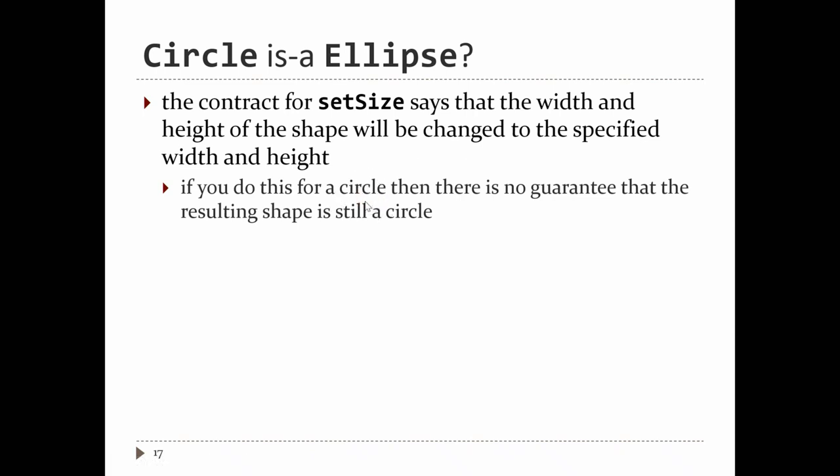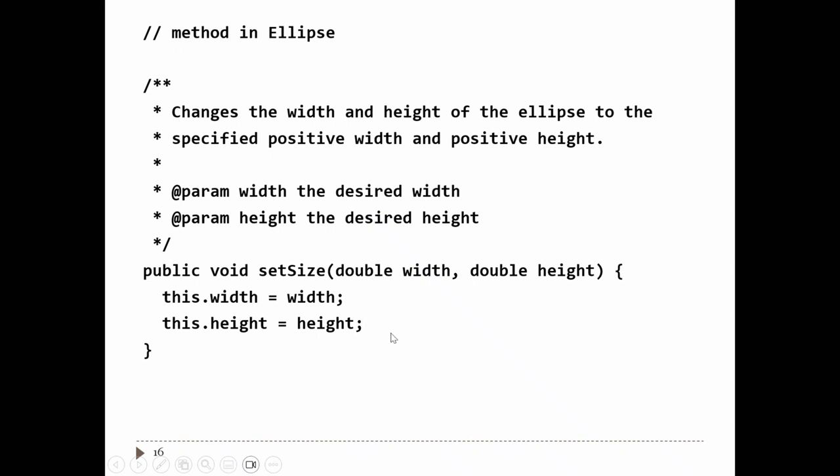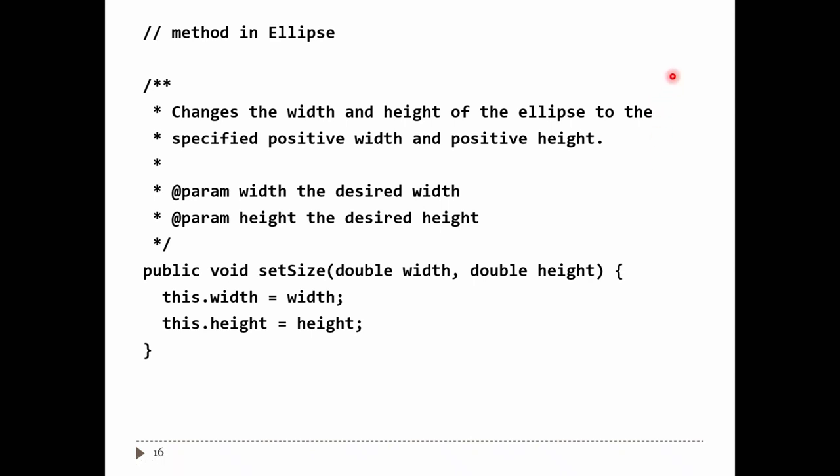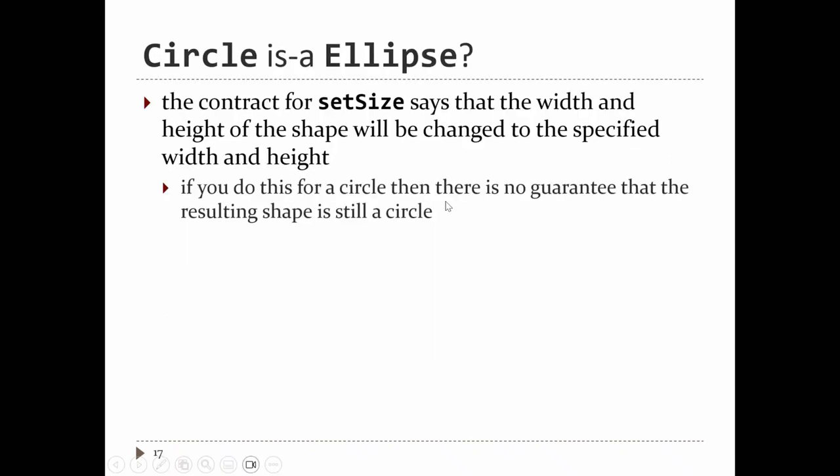What happens when you do that for a circle? Remember, anything that an ellipse can do, a circle must also be able to do. So circle will also have a set size method that takes in a width and height. It doesn't make sense to have a circle whose width is different than its height. And so suddenly, the circle version of the method no longer satisfies what the ellipse version of the method says it should do. So if you call set size for a circle, and you try to enforce the contract in ellipse, you end up with a circle that has a different width and height, which doesn't make any sense.